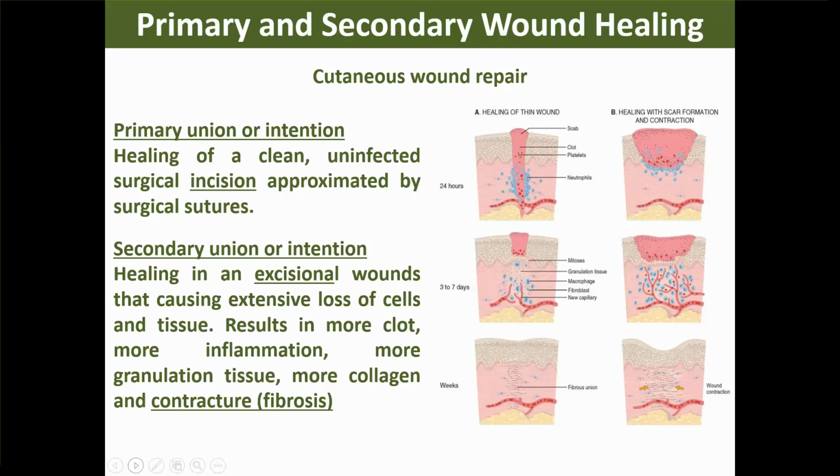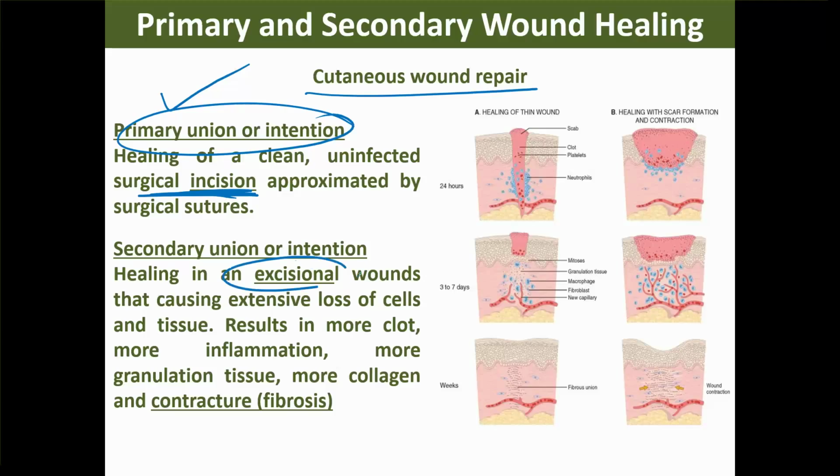So there are 2 types of cutaneous wound repair, wound healing. The first is primary union. This is seen in the surgical incision, which means when there is a straight incision, the damage is very less, the extent of injury is less. There is minimal clot formation and minimal inflammation, minimal macrophage, minimal growth factor and minimal collagen production. So that results in minimal scar formation. That is the characteristic feature of primary union of healing.